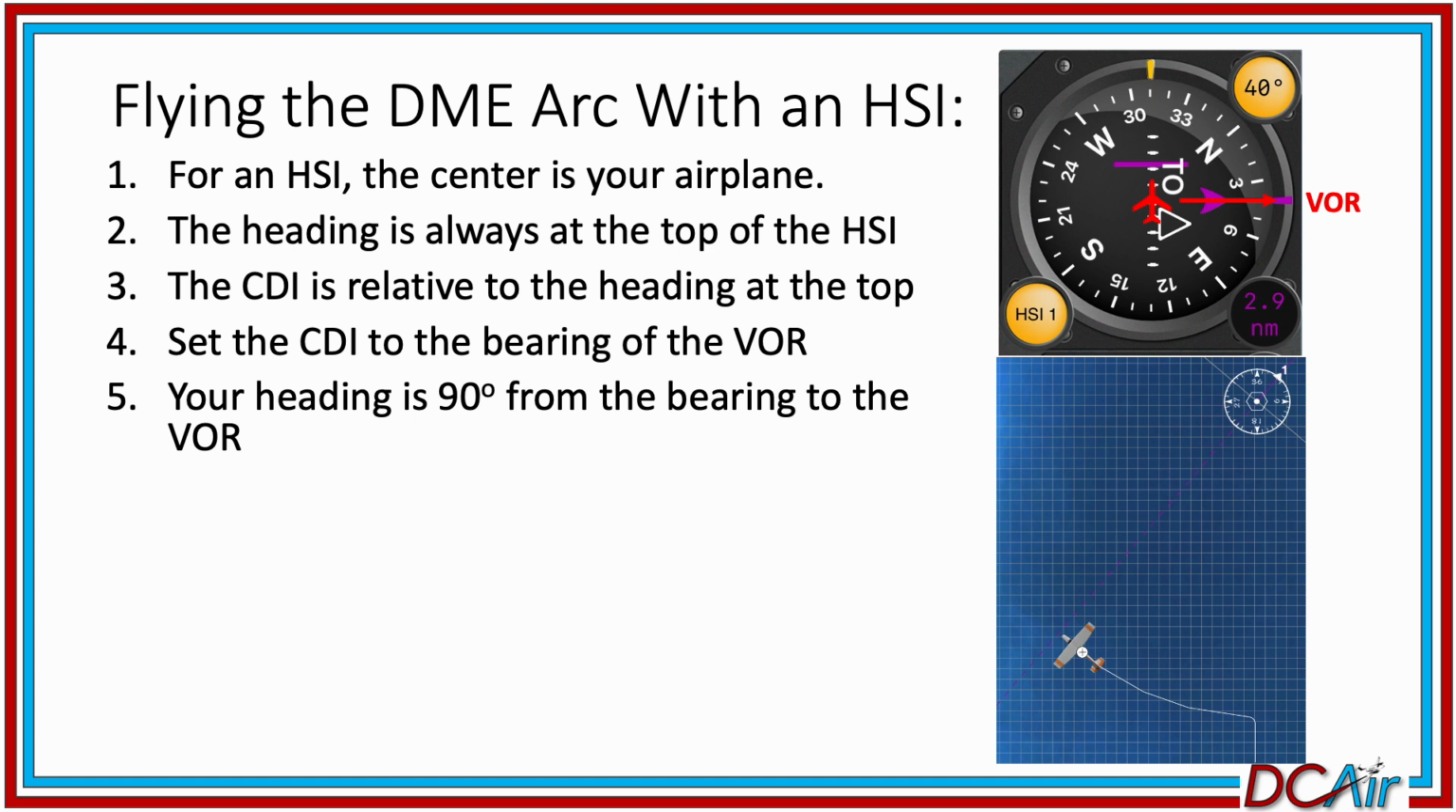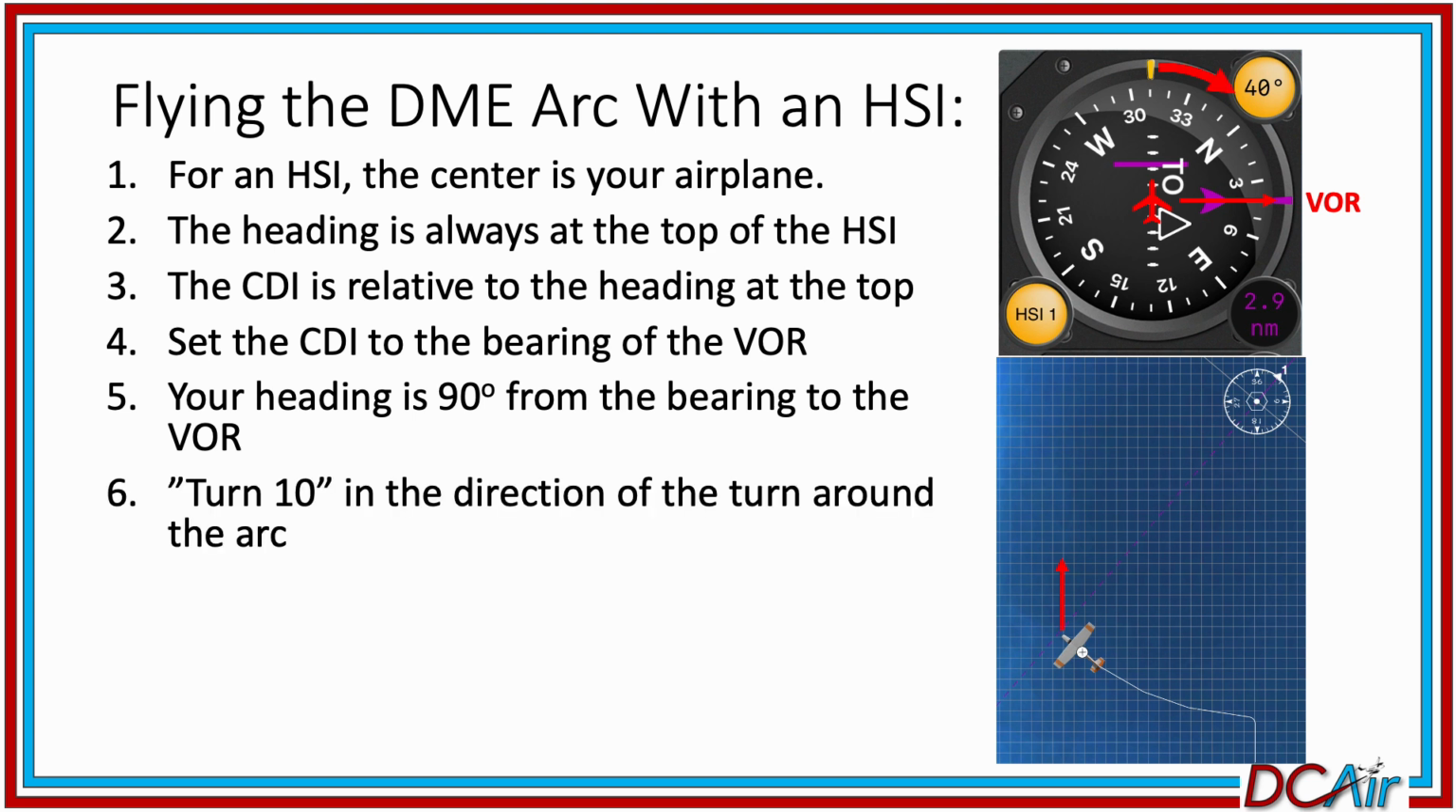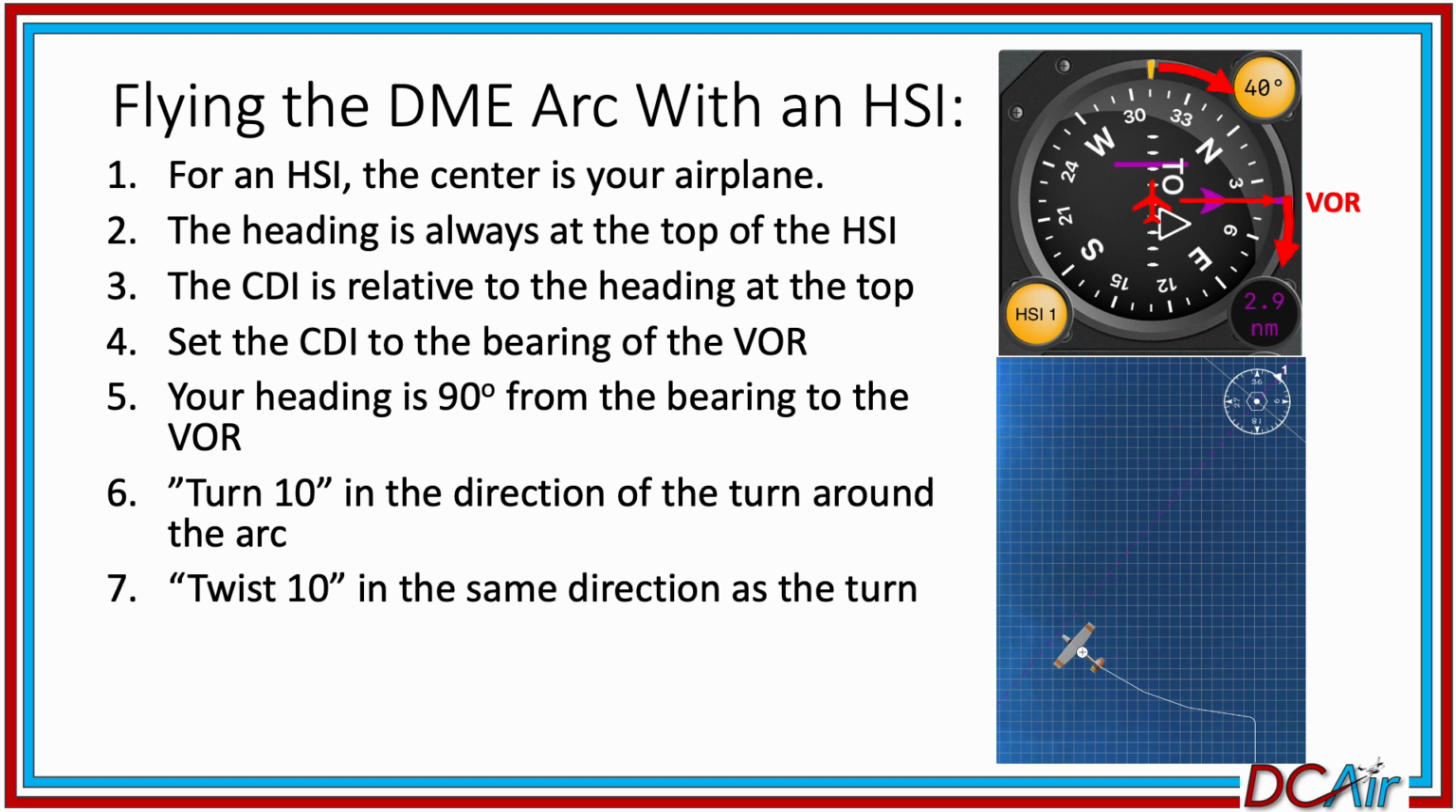Because the heading is always at the top of the HSI, your turn 10, twist 10 is a right or left turn in the direction to follow the arc. Then, twist the CDI 10 degrees in the same direction to maintain a 90-degree angle between the heading and the CDI. Then, the CDI representing the next radial to cross is visually displayed as the airplane, the center of the HSI, is driving to the radial.